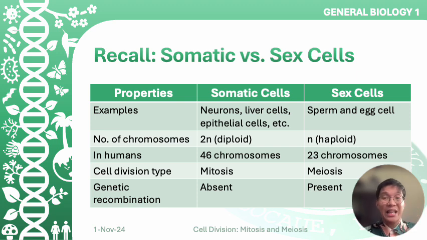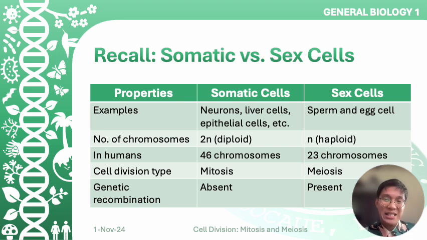Yung isang N galing kay father, yung isang N galing kay mother. So that's why you have 2N chromosomes. For the case of human beings, we have 46 chromosomes. For other organisms, they can have 10, 16, 32, any even number for their diploid stage.